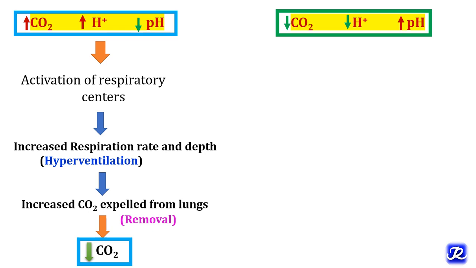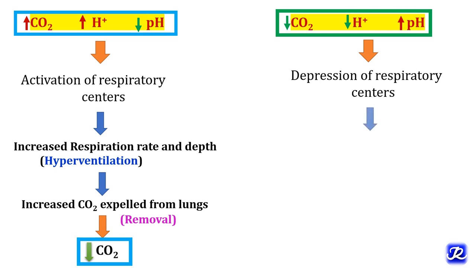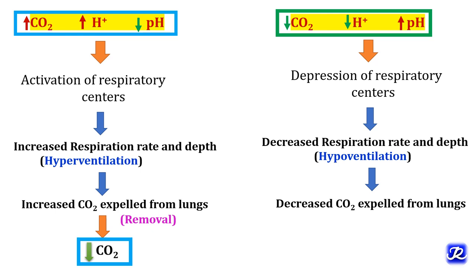And when there is decreased carbon dioxide, decreased hydrogen ion concentration and increased pH, it results in depression of respiratory centers. There is decreased respiration rate and depth. It is called hypoventilation, and less CO2 will be expelled from lungs. So there will be more retention of CO2 inside blood, and it leads to increased concentration of carbon dioxide in blood.